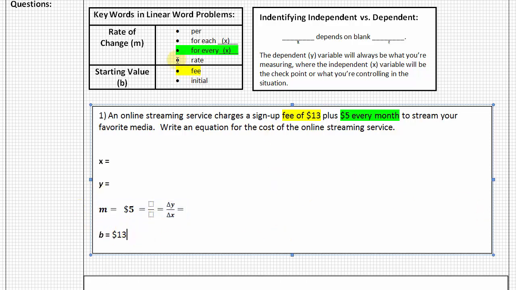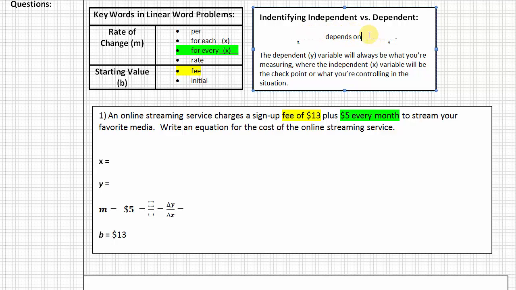We could write our equation, but we also want to make sure we really understand which one is x and which one is y. So using this sentence frame, blank depends on blank. So the cost depends on the number of months.